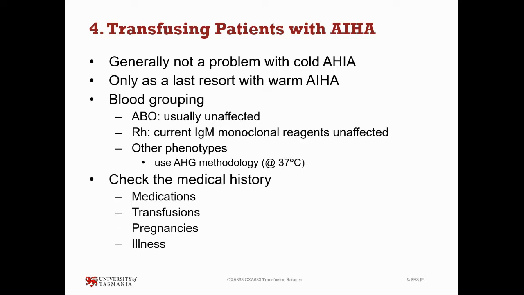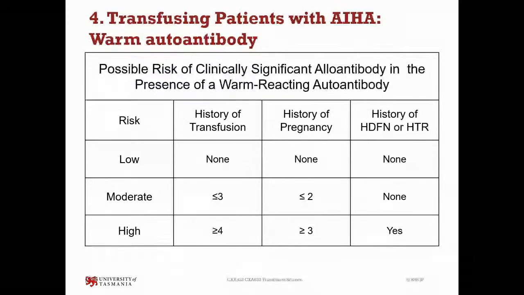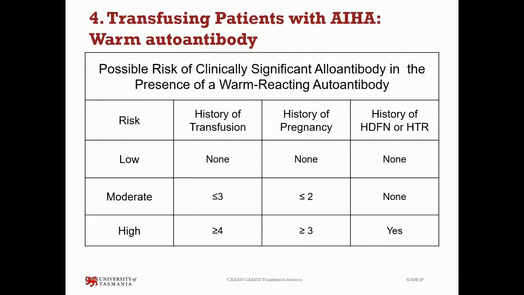If they're a woman and they've been pregnant or previously transfused, that increases the likelihood of them having an alloantibody. And of course in men, any previous transfusions increases their likelihood. So this is, if you like, a risk assessment of whether or not the patient is likely to have a significant alloantibody that's being masked by a warm reacting autoantibody.